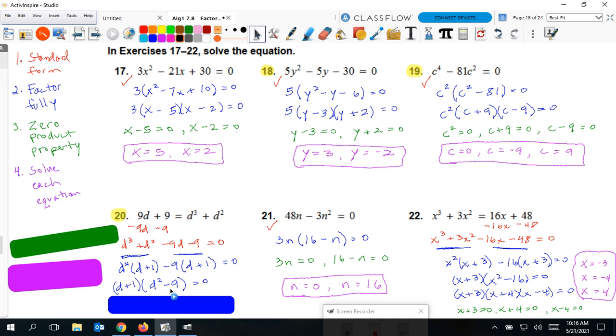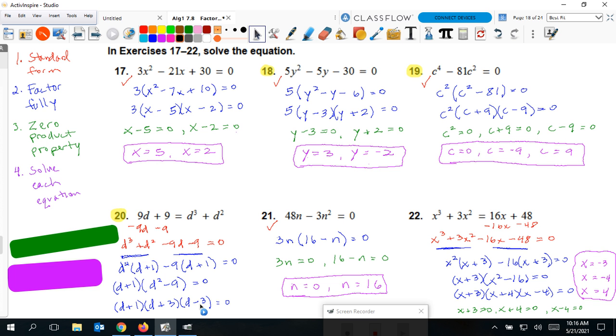But again, look at that d squared minus 9. 9 is 3 times 3. It's a perfect square number. So we can factor this one more time, just like we saw over here with x squared minus 16. So this can be d plus 1 first, and then this factors to 2 more binomials with d plus 3, d minus 3. Now it's fully factored.